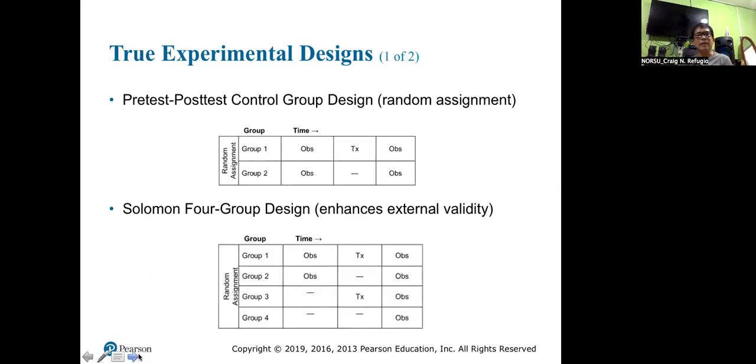Then true experimental designs, such as the pre-test post-test control group design, with random assignment. Here we have random assignment for group 1 and group 2; recall my discussion about random assignment. For groups 1 and 2, we have observations first. Then group 1 is given the treatment, and group 2 is not, and then you do the observation at the end. Group 1, which receives the treatment, is classified as the experimental group. Group 2, which receives no treatment, is classified as the control group.